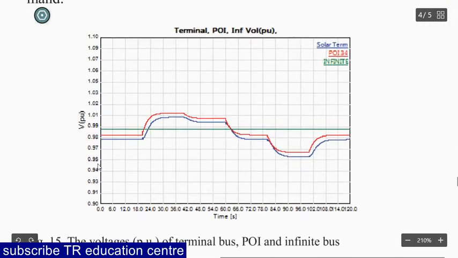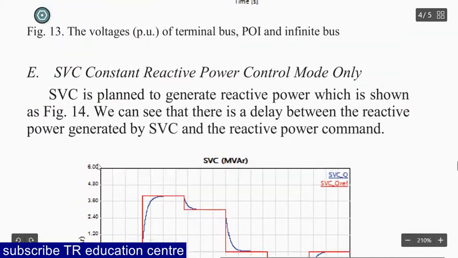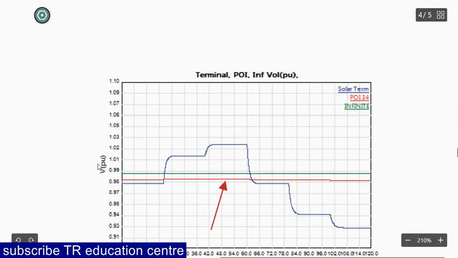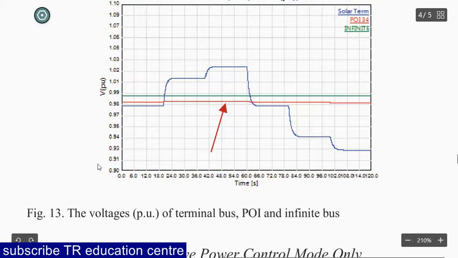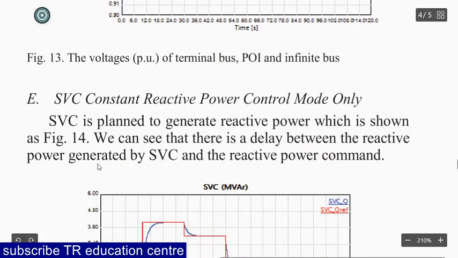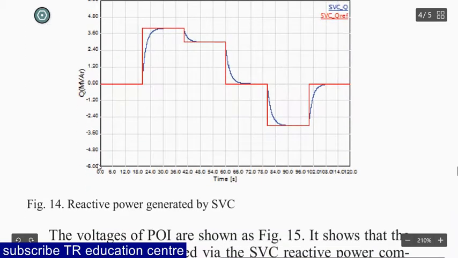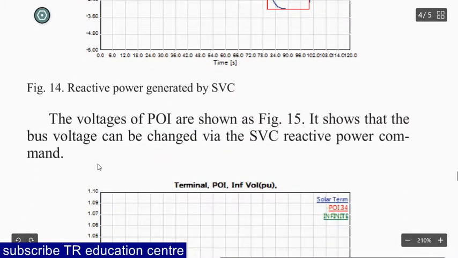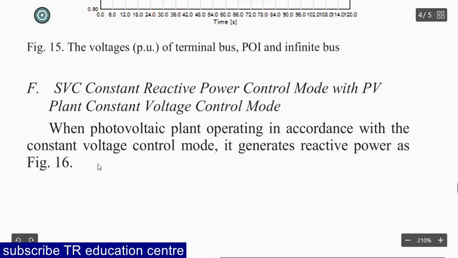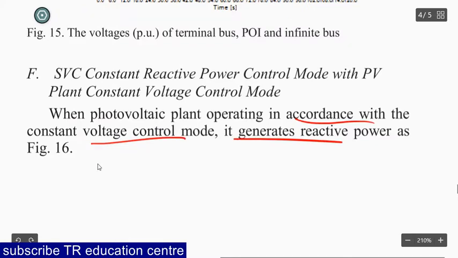And this is the fluctuation of SPC, terminal bus, POI and infinite bus. SPC is planned to generate reactive power, which is shown in the figure. We can see that there is a delay between the reactive power generated by SPC and the reactive power command. So there is a delay. And the voltage of POI is shown in the figure. It shows that the bus voltage can be changed by the SPC reactive power command. And when the photovoltaic plant operates in accordance with the constant power control mode, it generates reactive power.